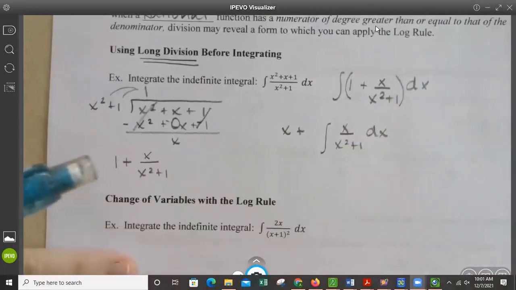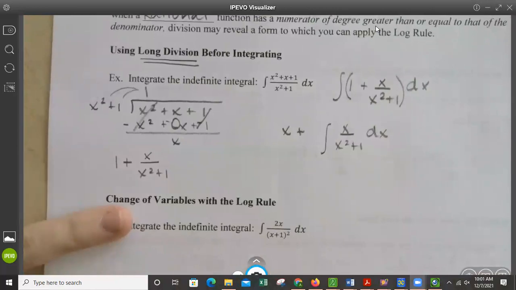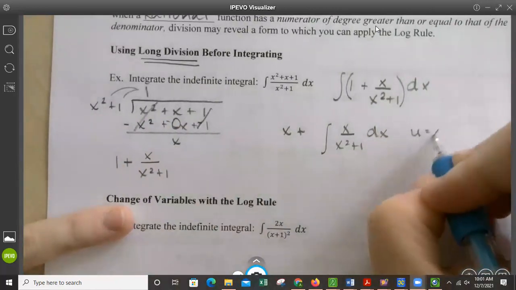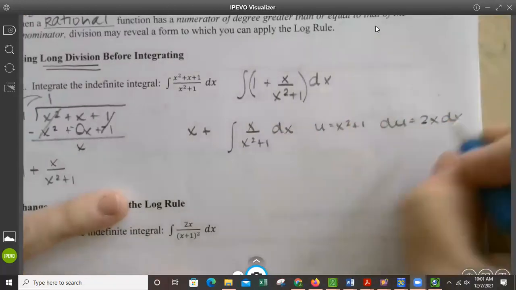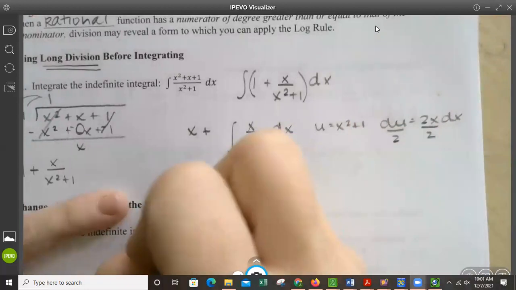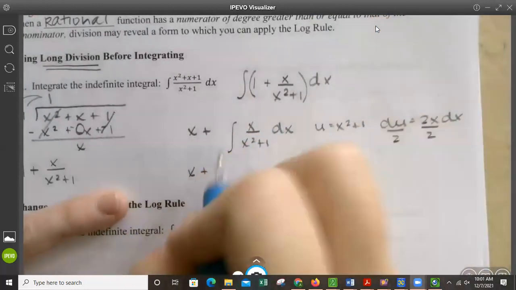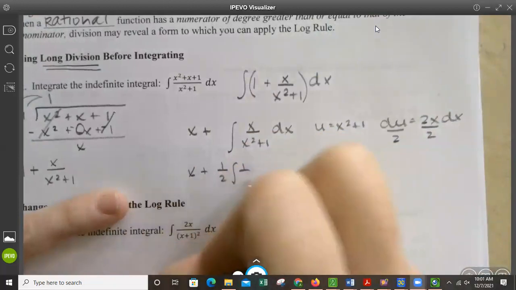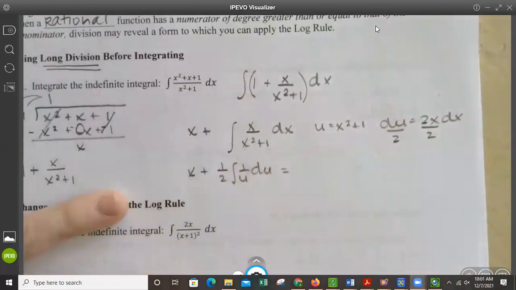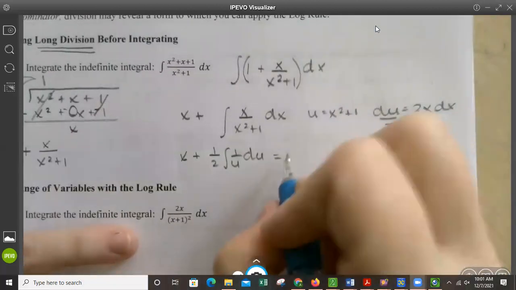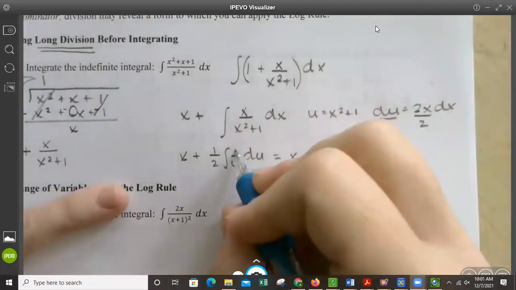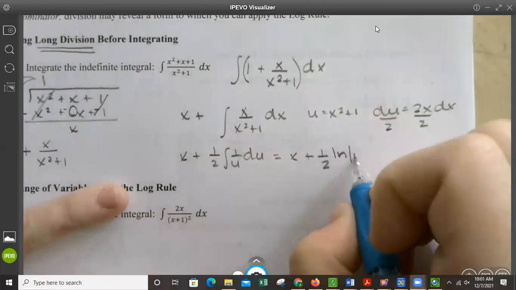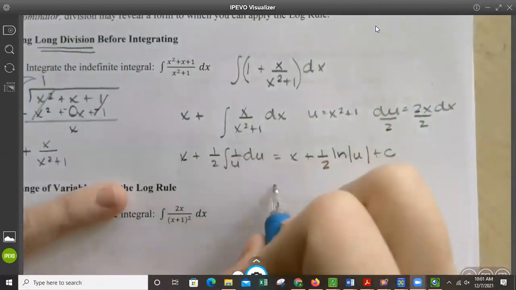How do we do this? We've already done this like 1,400 times today. U is x squared plus 1. Du is 2x dx, but we only need what? x, so we're going to divide by 2. So we're going to do 1/2 of the integration of 1 over u du. So we get x plus 1/2 the integration of, I'm sorry, the integration of 1 over u is ln absolute value of u plus c. And then you plug in your u.